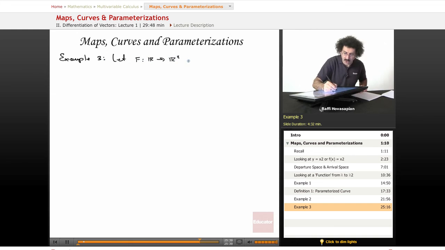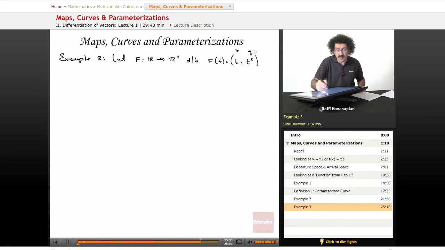In other words, a curve in 2 space defined by f of t is equal to t and t squared. So this is the x-coordinate, right? This is the y-coordinate. It's a curve in 2 space. This happens to be the parameterization of the parabola in the plane.